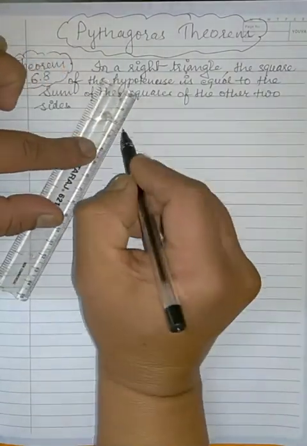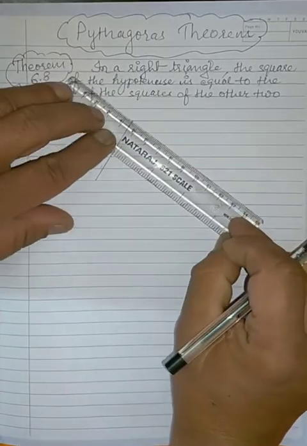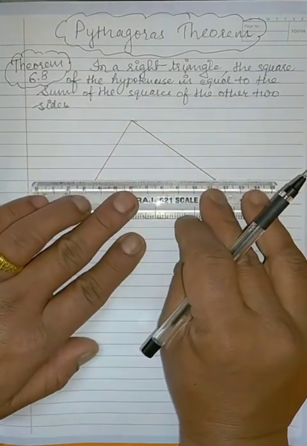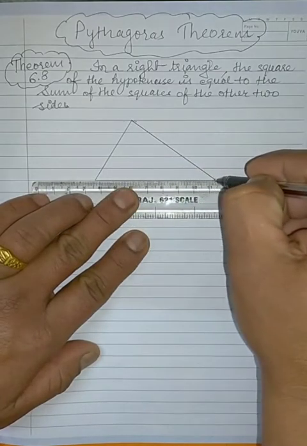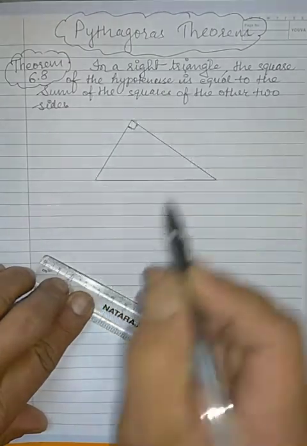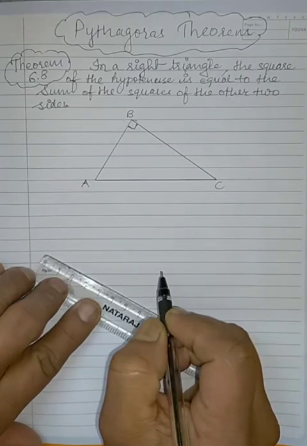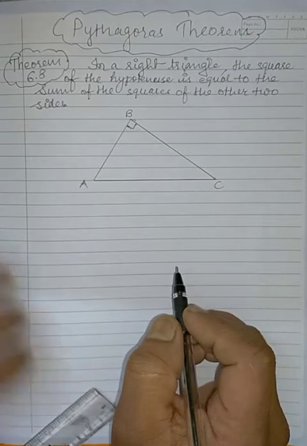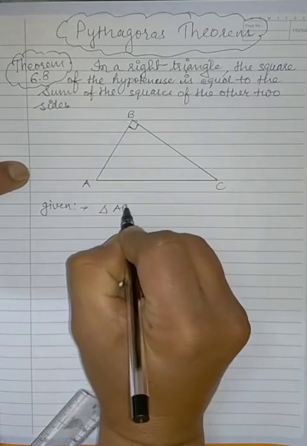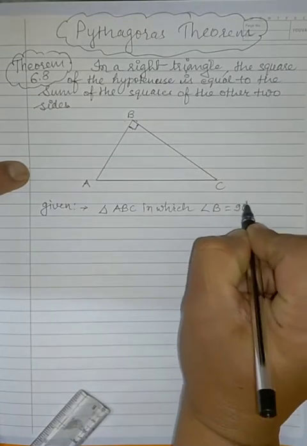First of all, we will draw a right angle triangle. So we have a right angle triangle, right angle here, let it be A, B, C. So given triangle ABC in which angle B is equal to 90 degree.